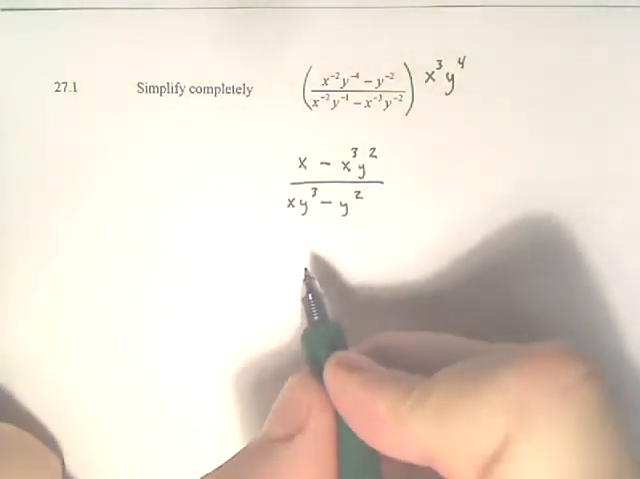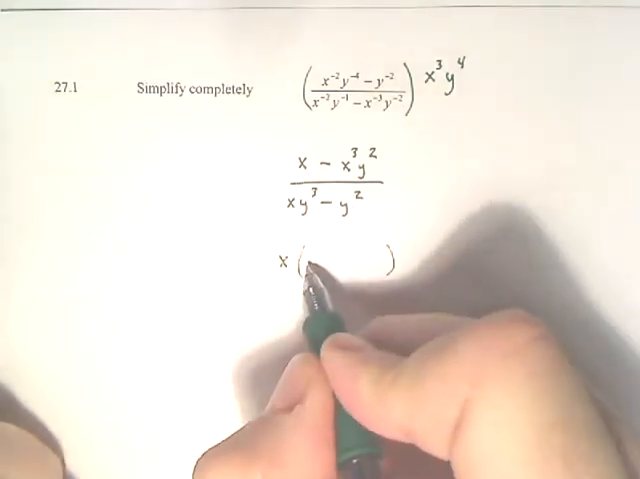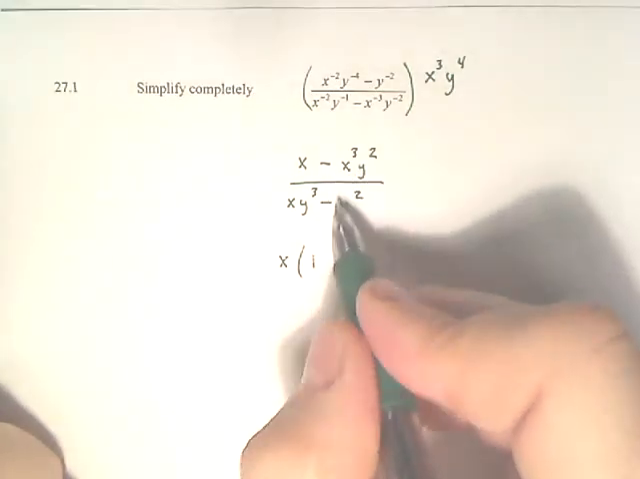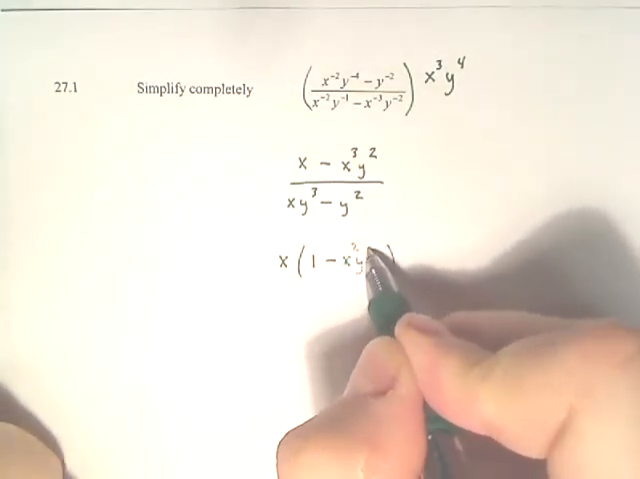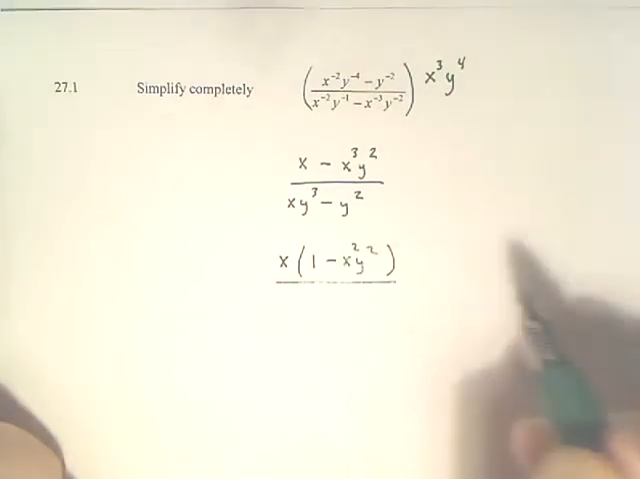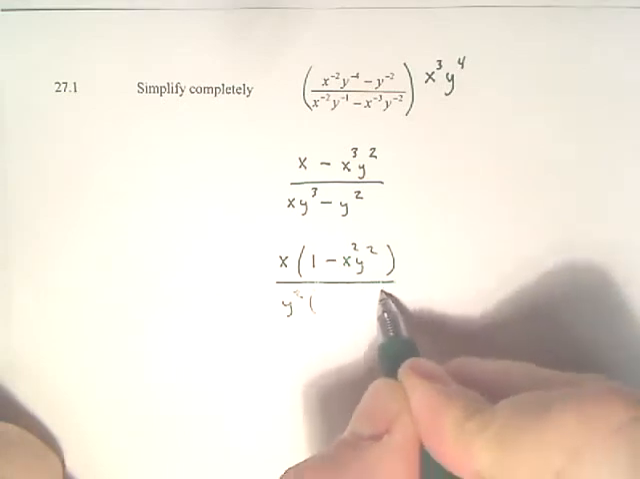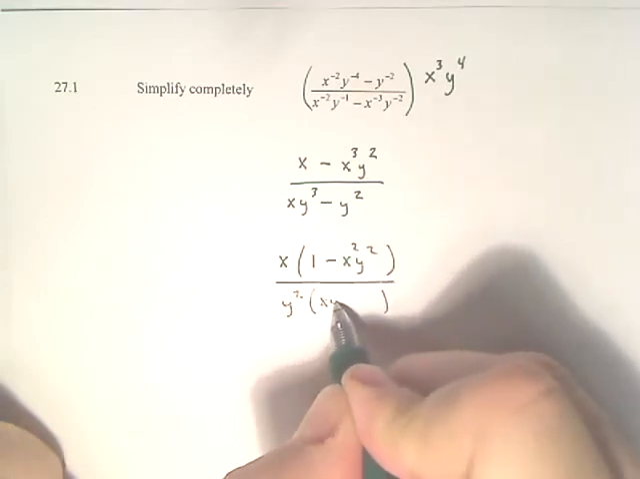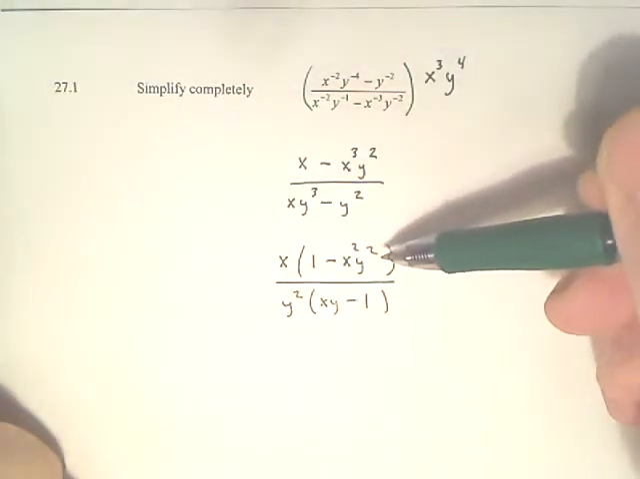First thing we do in the numerator is pull out an x. When you pull an x out of an x, it'll leave a 1. Bring down that minus, take an x away from there, it's x squared, y squared. On the bottom, we can factor out a y squared from both of those, which would leave xy minus 1. Look for anything else to factor.